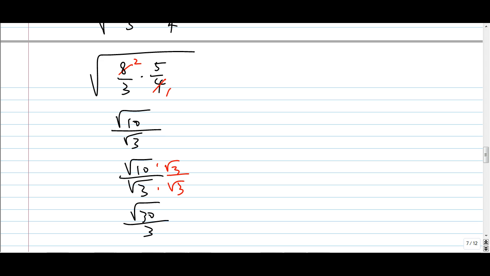How many people got rad 30 over 3? Raise your hand. Good. Any question? Yes. If it was rad 30 over rad 3, would it become rad 10? Yeah, if it's rad 30 over rad 3, that is rad 10. Very good. You cannot simplify the 3 and 30 here because the 3 doesn't have any radical. But if it did have a radical, you're right, then it becomes rad 10 because it'll be the whole thing radical 30 over 3, which is rad 10.